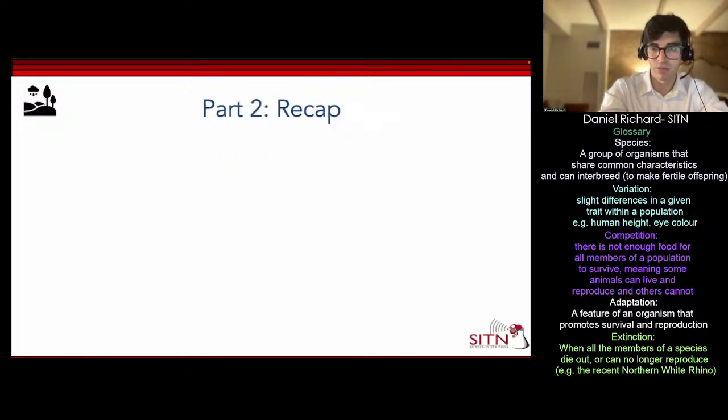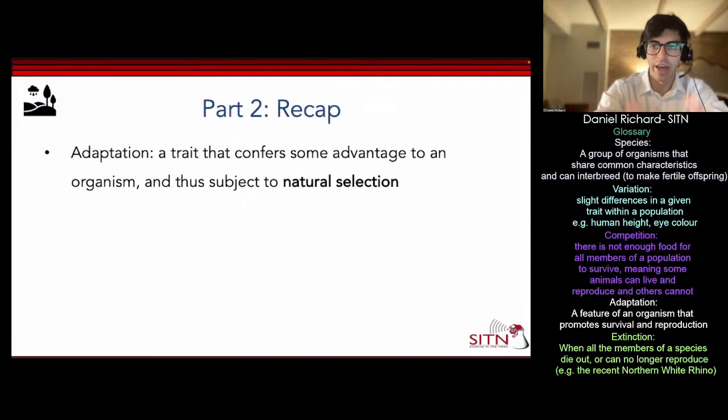And so with that, I'll just briefly recap this section. An adaptation is a trait of an animal, such as a longer neck or ability to move long distances, which confers some advantage to that organism. That advantage means that animals with those traits are naturally selected. And eventually that trait, that particular variation, say the ability to move longer distances, becomes more and more common in that population. And so natural selection is occurring.